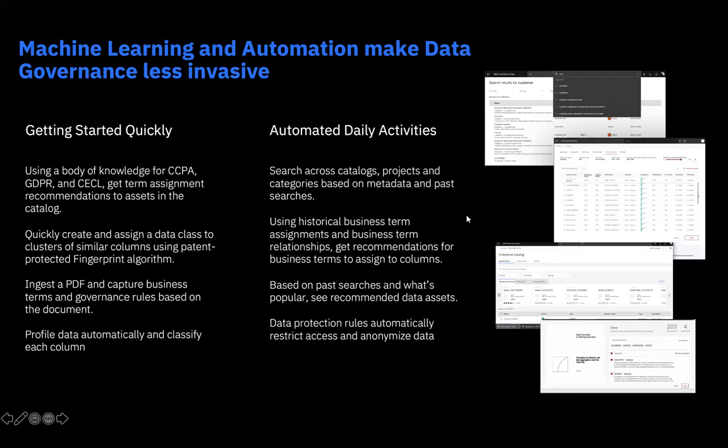results quickly. So in getting started quickly, first I want to point out that we have a really cool machine learning based service where you can ingest a PDF, and then we will capture business terms or governance rules from that PDF and suggest adding them into the catalog, which is really cool. So maybe you have a policy document that you've already written within your company. You're like, oh no, now we have to translate this into the platform. So ingesting that document will help you get there faster.